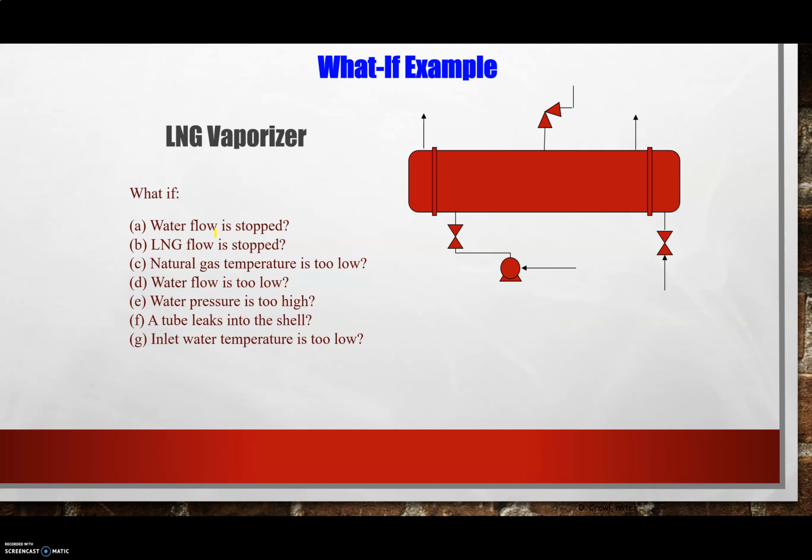For the LNG vaporizer, you will ask yourself these questions: what if water flow is stopped? What if LNG flow is stopped? What if natural gas temperature is too low? What if water flow is too low? What if water pressure is too high? What if a tube leaks into the shell? And what if inlet water temperature is too low? The reason why you ask yourself all of these questions is because you try to find the answer for consequences and also the recommendation to fix the problem that you try to identify.